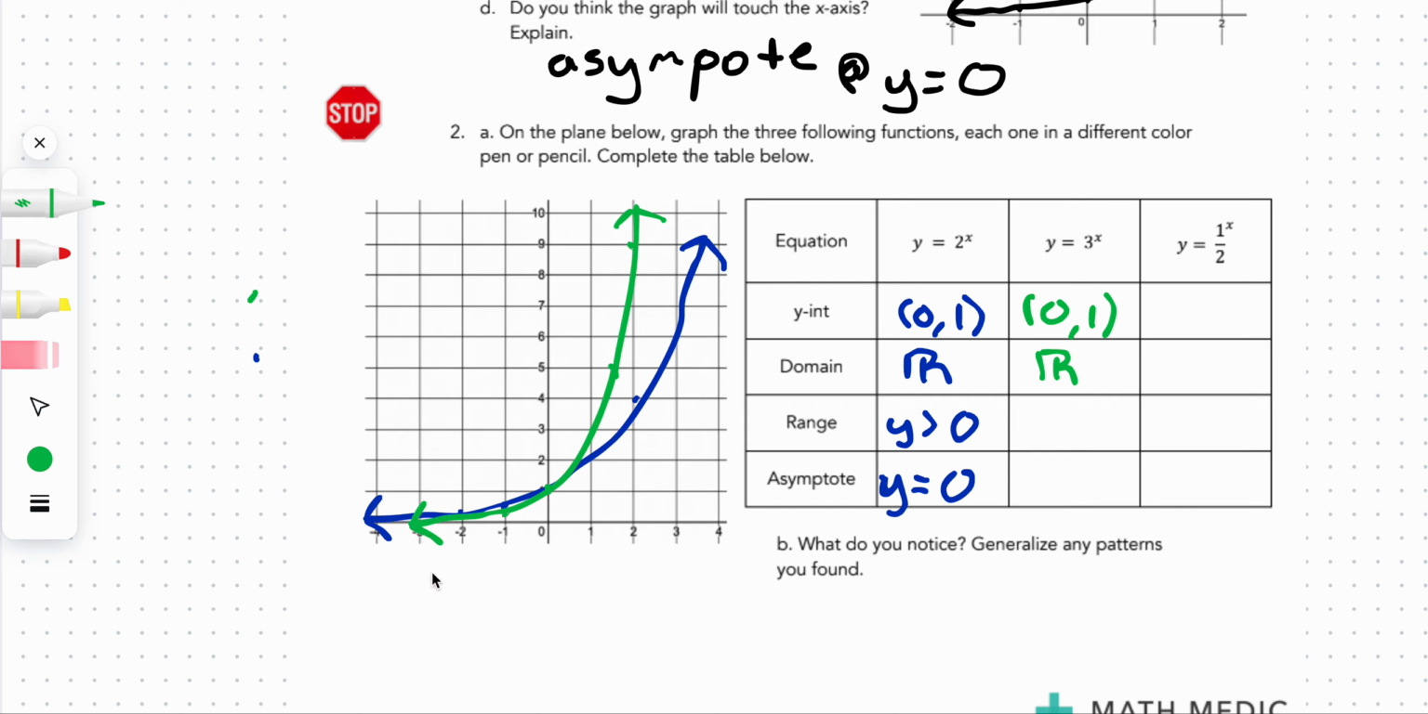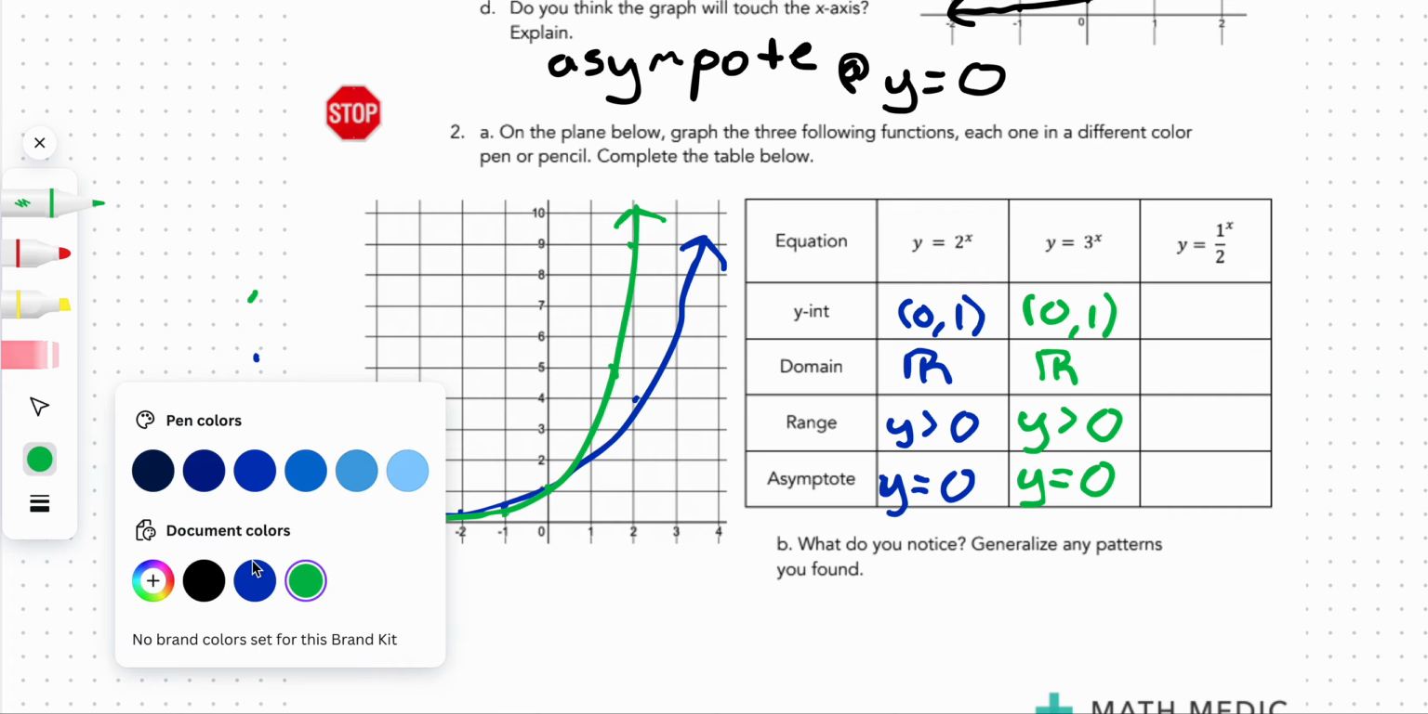And so if we look at this, it's the exact same thing. If we pick any point on this graph, our y value is going to be greater than 0, right? So it's going to be the same scenario. Y is greater than 0. The asymptote is approaching 0 again. This is like the last two problems we did. So y equals 0 is our asymptote.